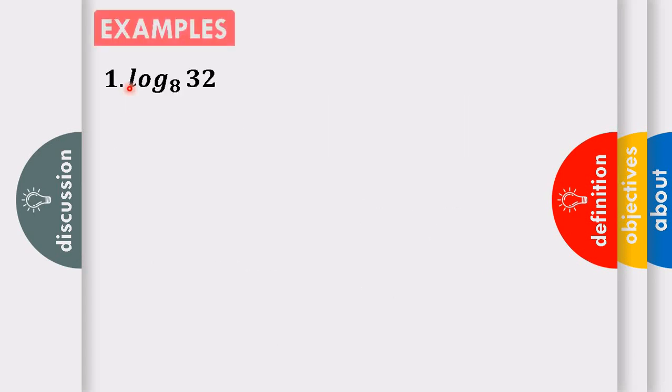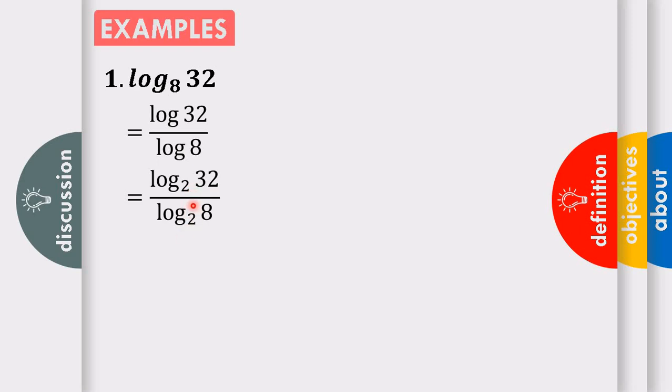So first example, we have the logarithm of 32 to the base 8. Using change of base, we have the logarithm of 32 over the logarithm of 8. We will be using 2 as their bases. So we have the logarithm of 32 to the base 2 and the logarithm of 8 to the base 2. Then we change 32 into an exponential form which has the base of 2. So we have the logarithm of 2 raised to 5 to the base 2 and the logarithm of 2 raised to 3 to the base 2. Then we have 5 over 3.